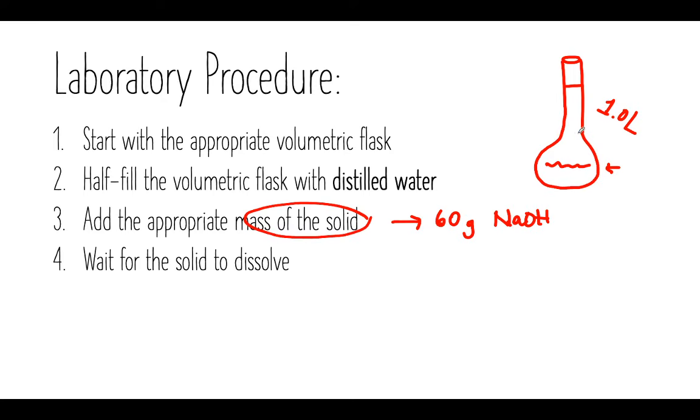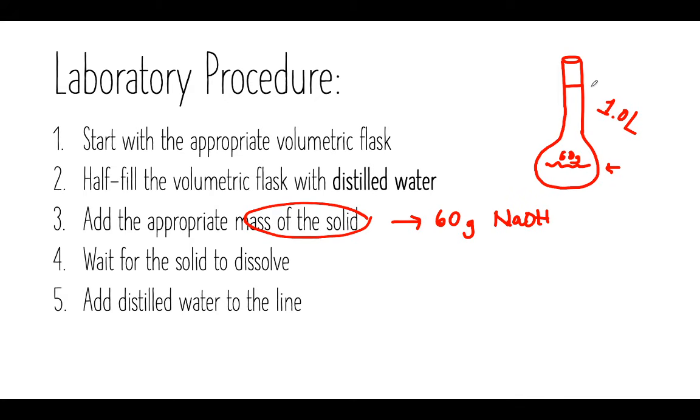After we've done that, so we've added the 60 grams of NaOH into here. I'm just going to write 60 grams. We've added that into there with half the amount of distilled water. We want to wait for that solid to dissolve. So you shouldn't be able to see much of that solid left over at all. After it has dissolved, you want to add the remaining amount of distilled water.